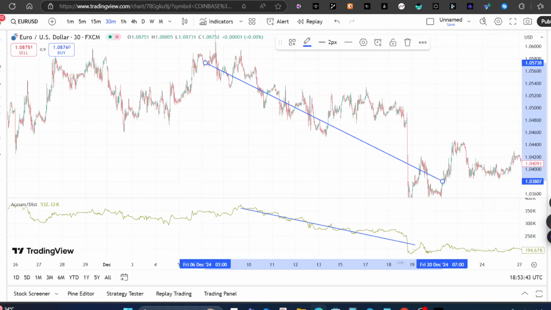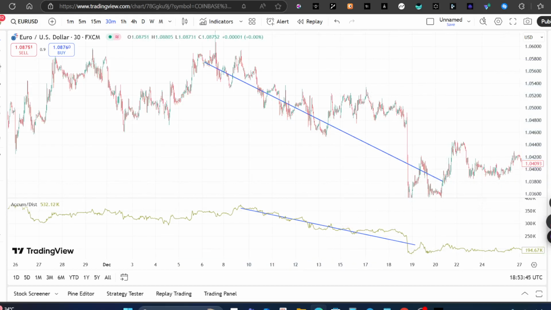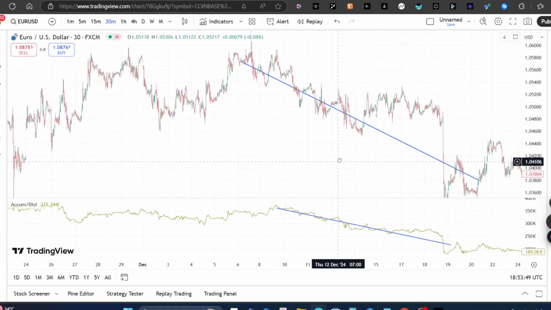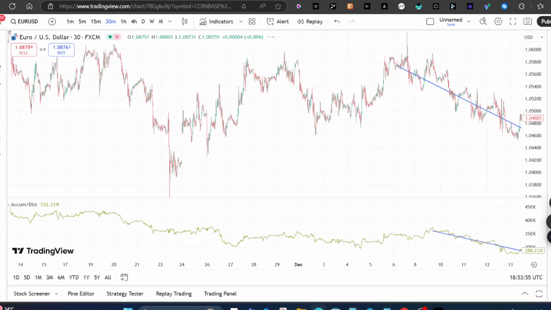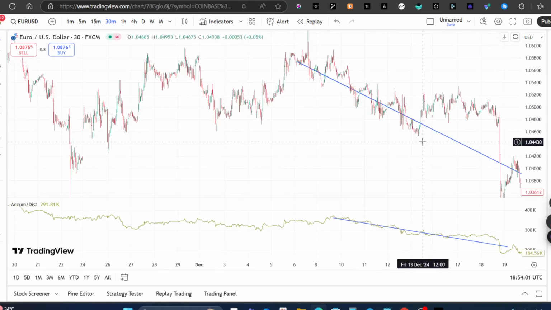So this indicator helps you spot divergences between price and volume. For example, if the price is rising but the AD line is falling, it could signal that the trend is losing steam and a reversal may be coming. So the AD line is particularly useful for identifying market shifts early, allowing you to take action before the price fully reacts to changes in buying and selling pressure.